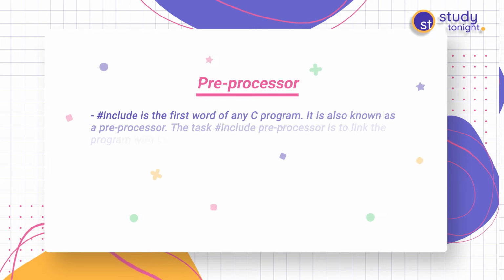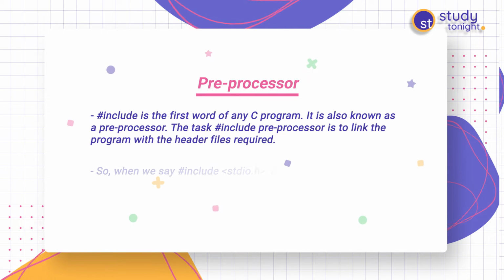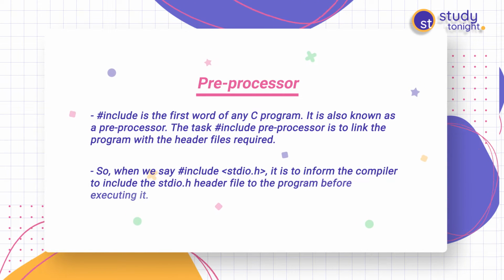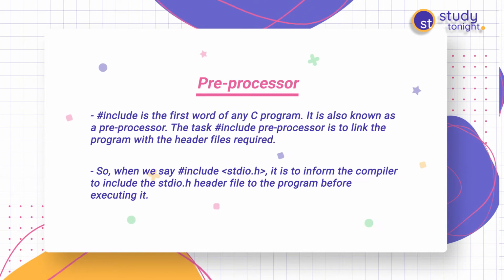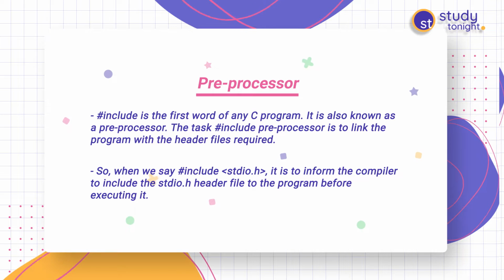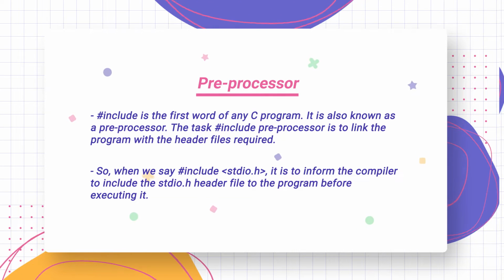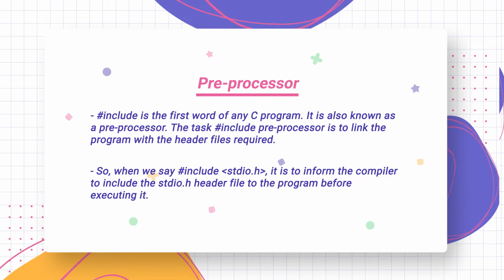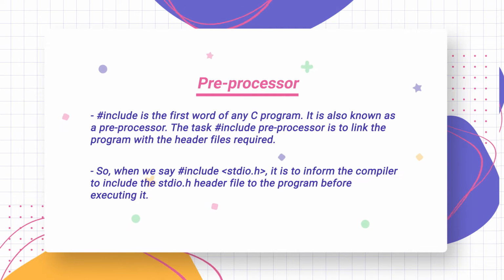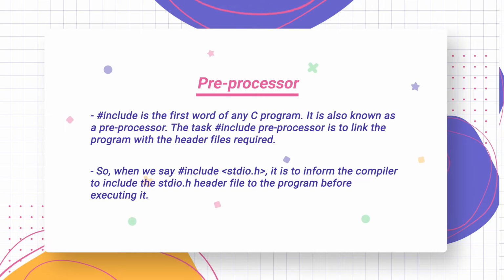Now what is a preprocessor? So hash include is the first word of any C program. It is also known as a preprocessor. The task of the preprocessor is to initialize the environment of the program, to link the program with the header files required. As it is already conveying the message, it is pre-processing whatever we are executing in our program.